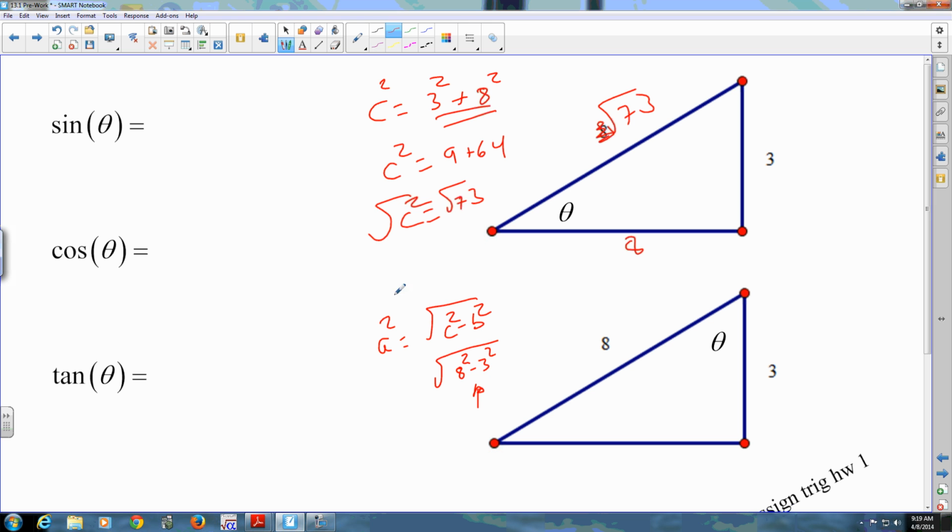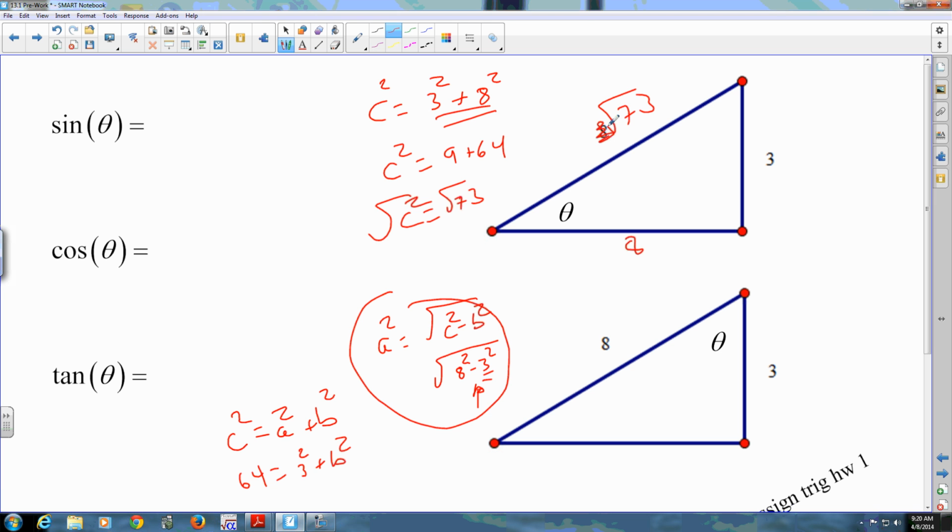If I went too fast in setting this up, just remember you're going to go back to c squared is a squared plus b squared. Fill in c squared, so that's 64. Because the corners aren't labeled which angle is which, it doesn't really matter if this is a or b. So I'll just put it as a 3 squared plus b squared. So you ended up subtracting the 9 to the other side, and there it is there. You're subtracting these, and then taking the square root.